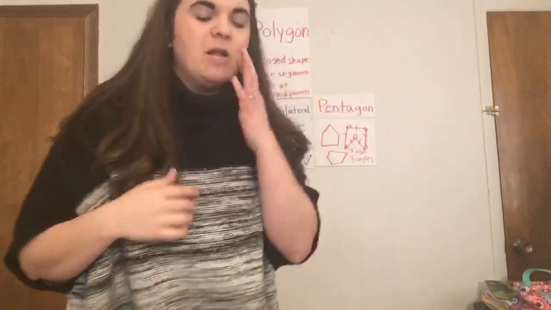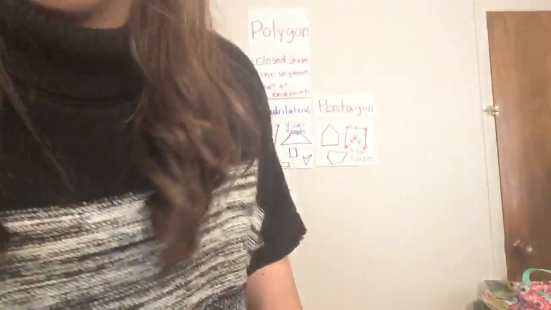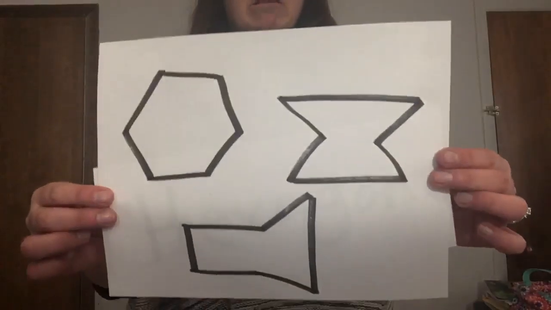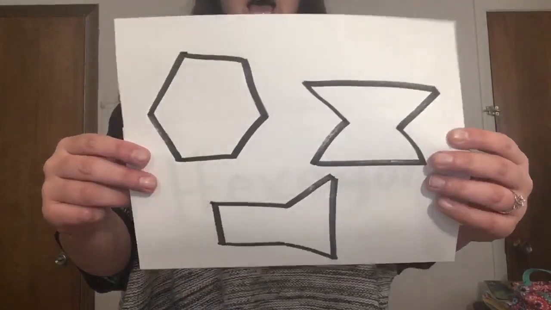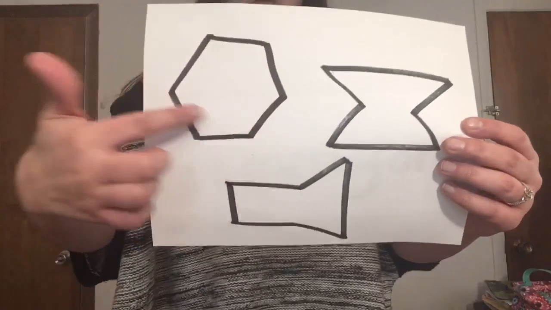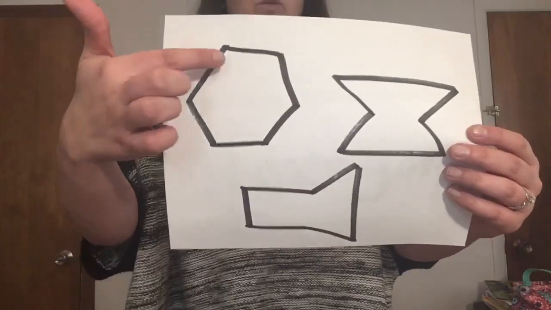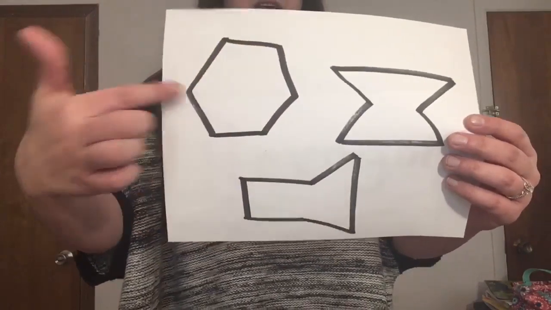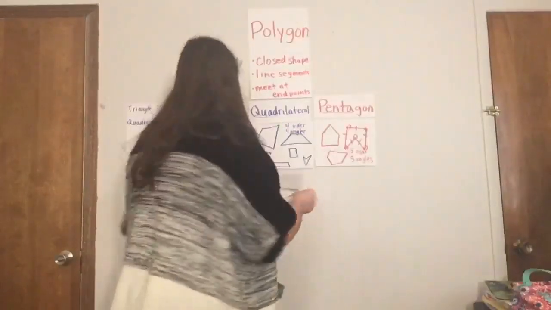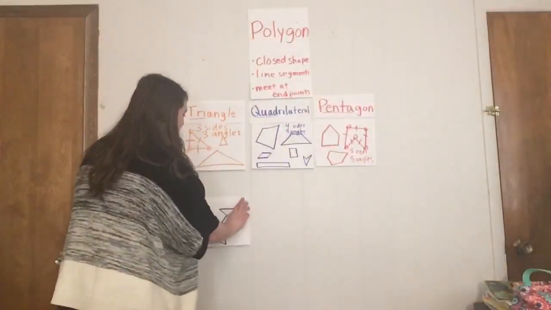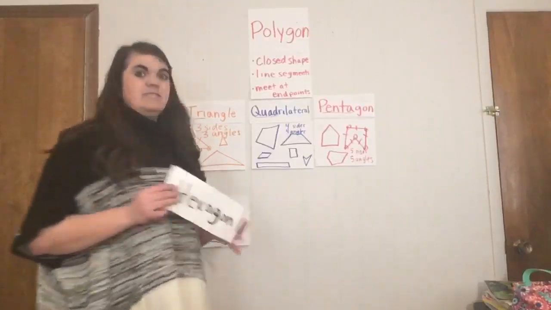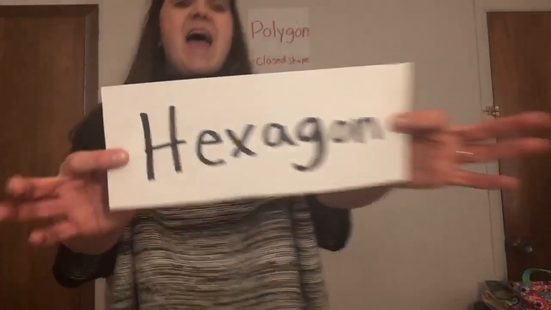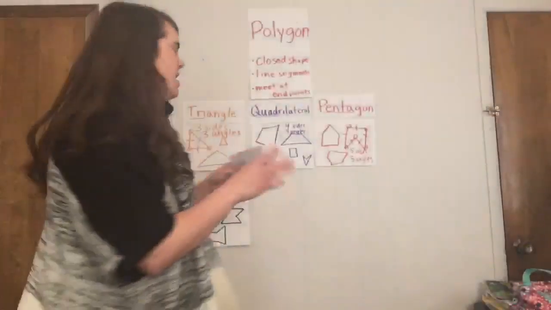Okay, we're going to keep on going. Our next one here looks like this. It has 1, 2, 3, 4, 5, 6 sides and 1, 2, 3, 4, 5, 6 angles. So it has 6 sides and 6 angles. That is called a hexagon.